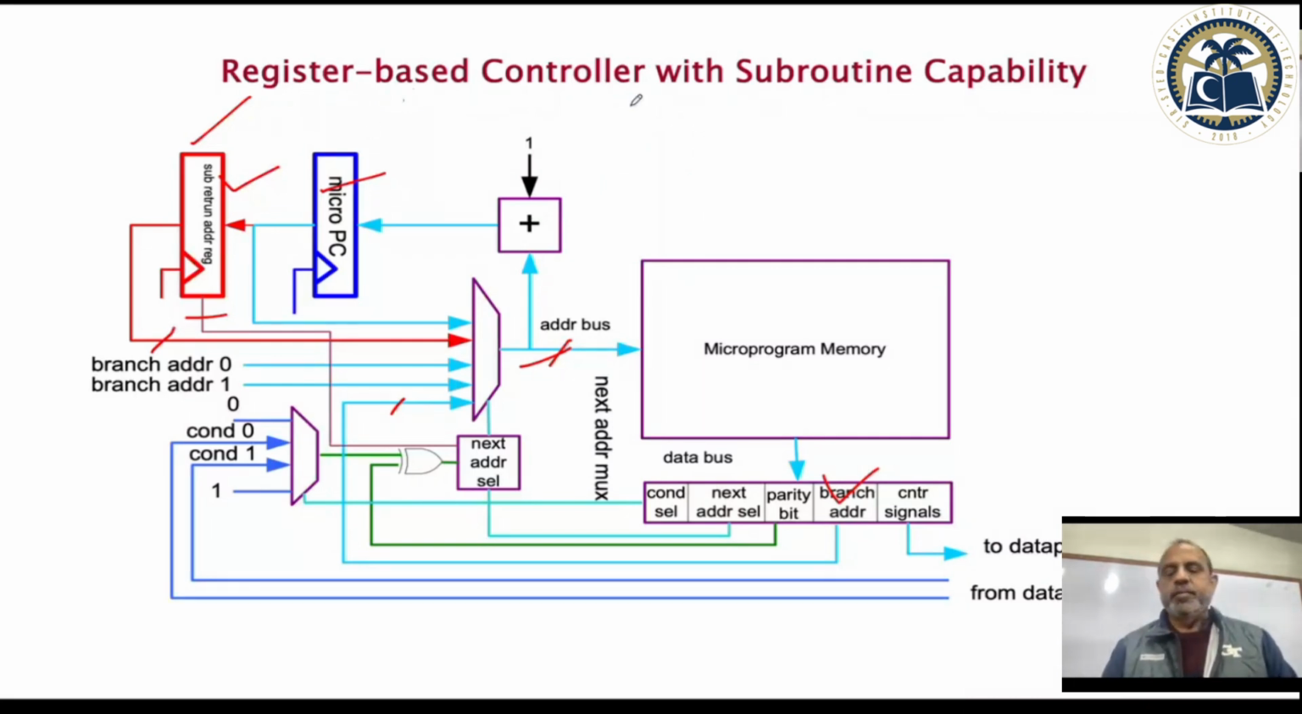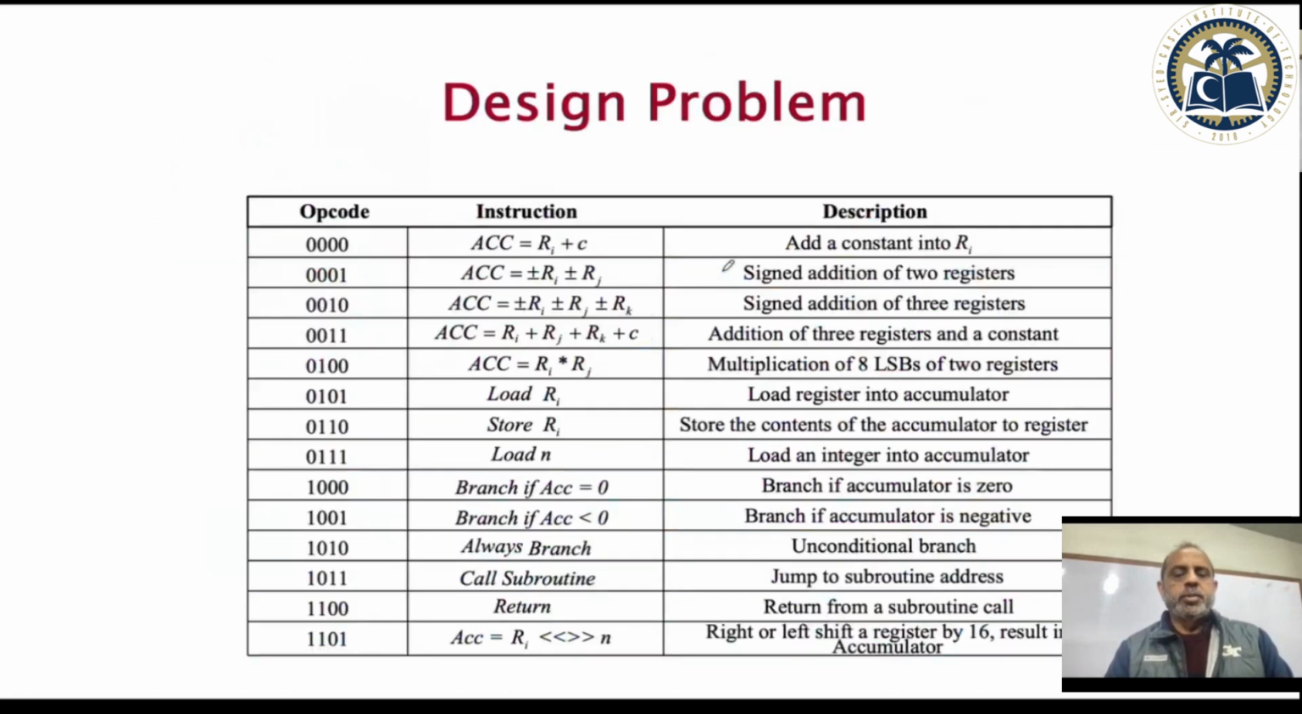So this is one of the questions I gave in an exam: put all these in your data path. Then you should be able to do unconditional branching and conditional branching. So go to statement, but branch if accumulator is 0, or accumulator is less than 0. Always branch, unconditional, call subroutine, return. So you can have an instruction set.